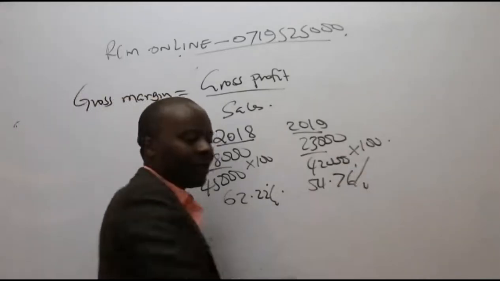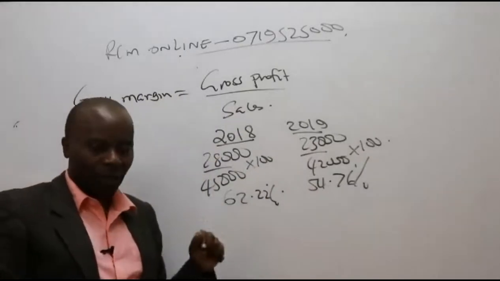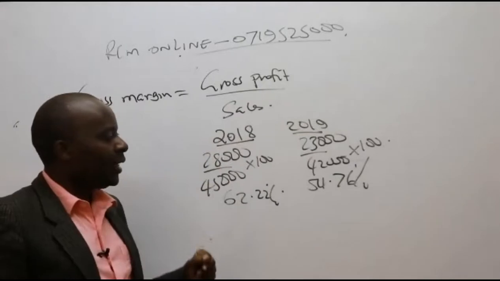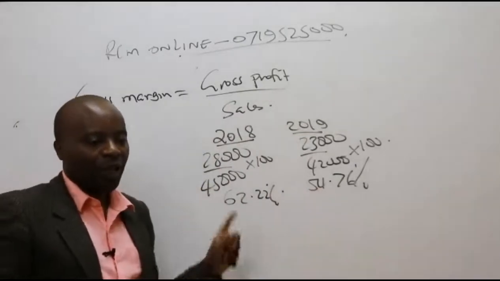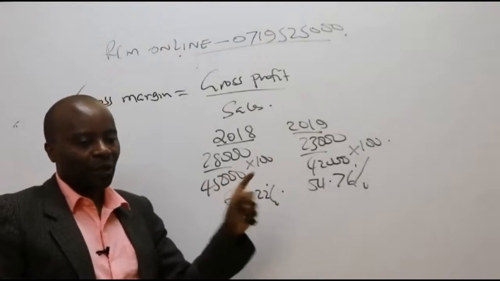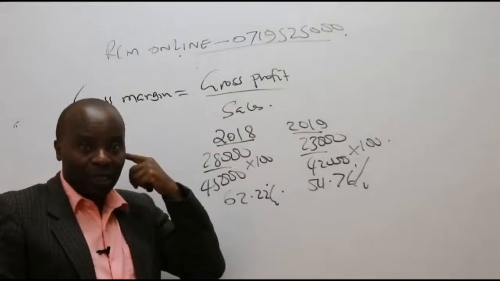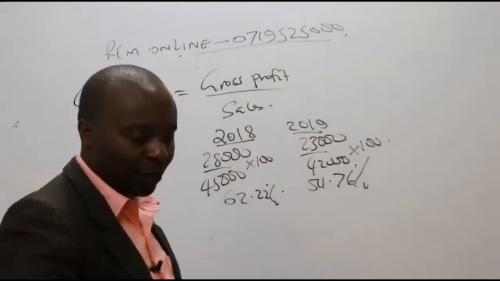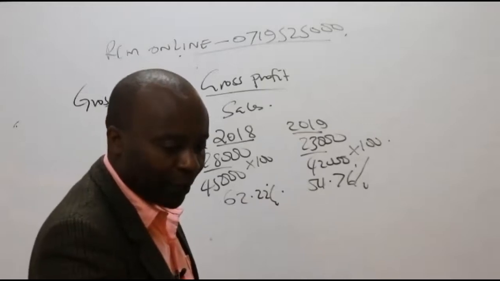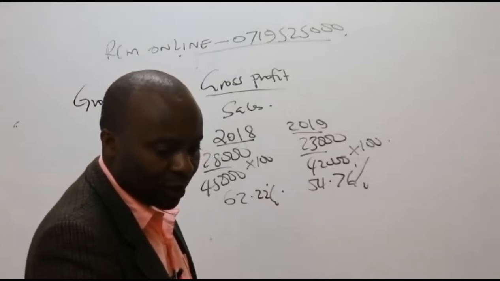The gross profit margin of 2019 is smaller in comparison to the gross profit margin of 2018. Once we realize that the gross profit margin is reducing, that is an indication of deteriorating performance, poor performance. That is what I write in my comments: poor performance.